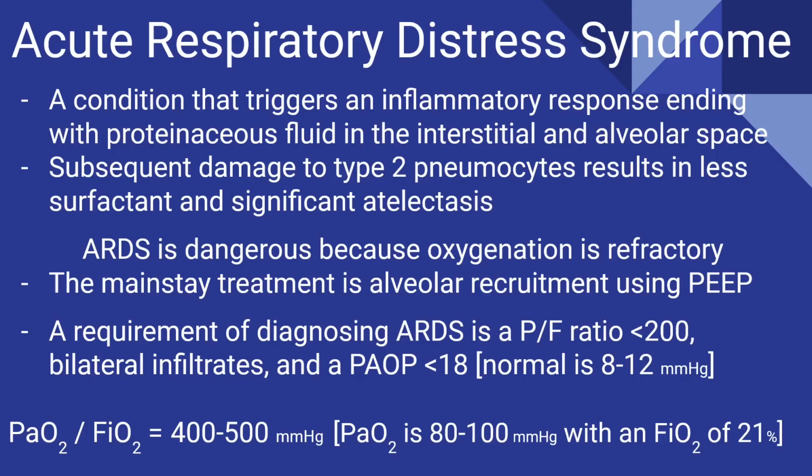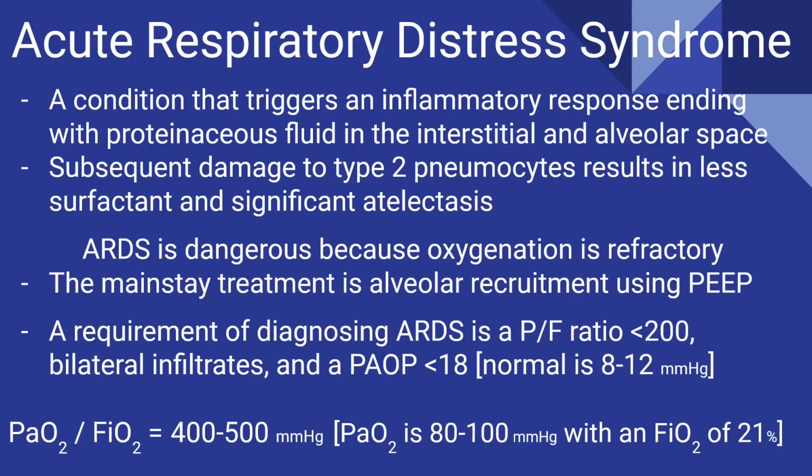So the big thing that's dangerous with ARDS is that because we lose a lot of that ventilatory side of the respiratory cycle, that VQ mismatch, we're going to find that oxygen is often refractory. We can increase the FiO2, but if we don't have any space for that gas exchange, then it's not very effective therapy. So what we're going to do, the mainstay treatment for ARDS, is recruiting those alveoli back using PEEP.